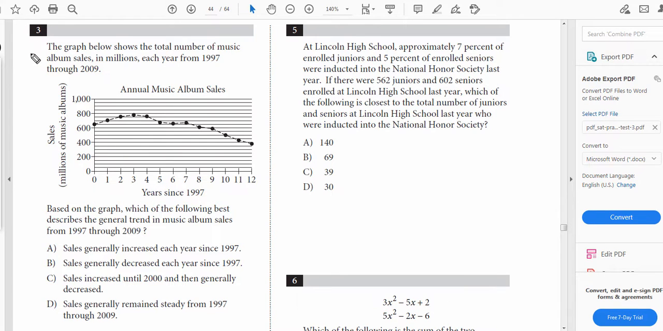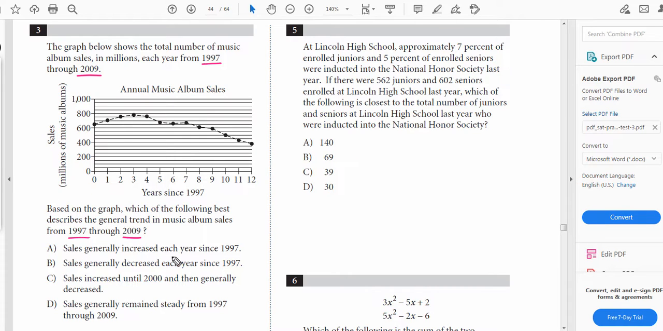Alright, let's see question number 3. It says the graph below shows the total number of music album sales in millions each year from 1997 through 2009. So we have been given the graph where we have been given the sales from 1997 to 2009. So there are around 12 years since then. So based on the graph, which of the following best describes the general trend in music album sales from 1997 through 2009? Okay, so let's see the statements one by one.